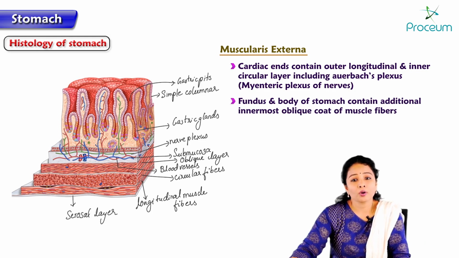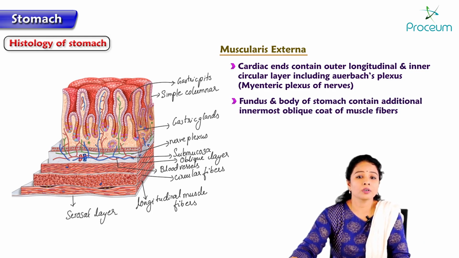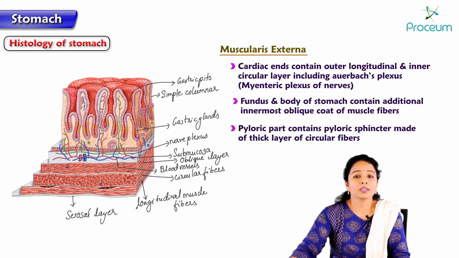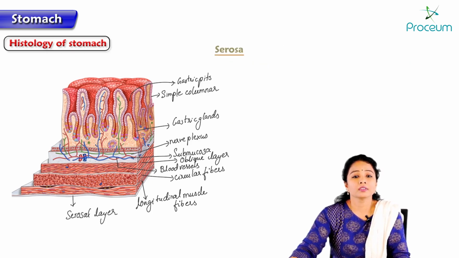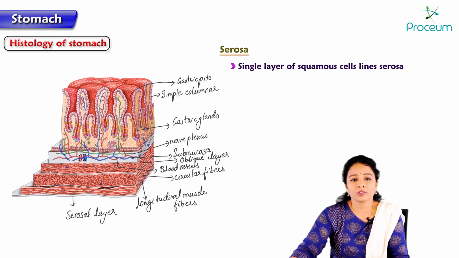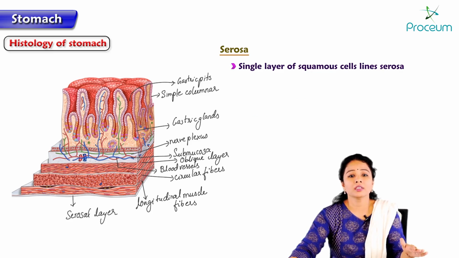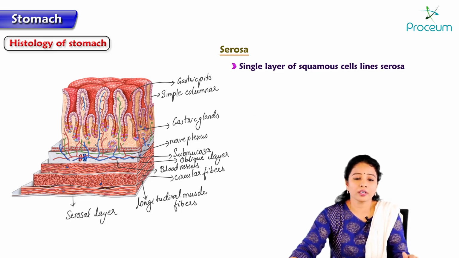Fundus and the body of the stomach contain an additional innermost oblique coat of muscle fibers. Pyloric part contains the pyloric sphincter, which is made up of a thick layer of circular fibers. Serosa is a single layer of squamous cells which lines the outermost layer of the stomach.